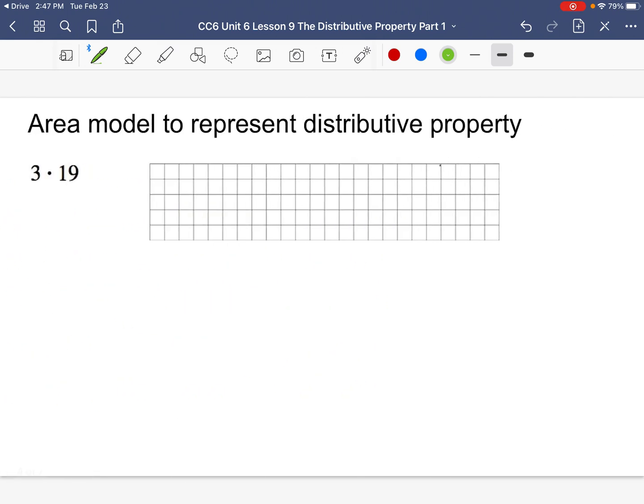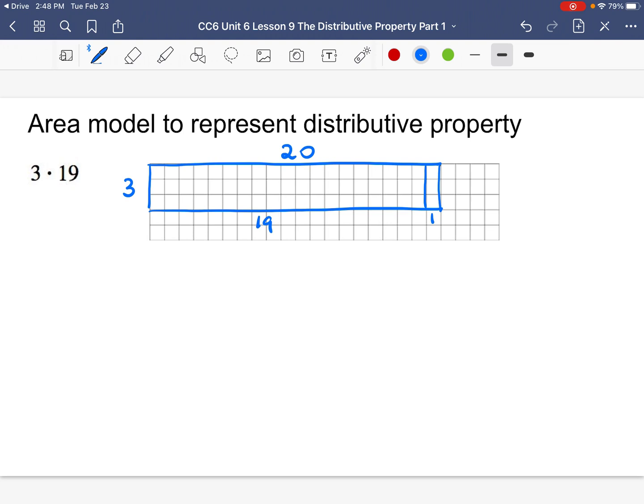So let's look at 3 times 19. It would be easier to do calculations with 3 times 20. So I'm going to draw 3 times 20. So here we have 3 times 20. And so that's 20 on this side, 3 here. And I could make this 19 and 1. 19 and 1 is 20.